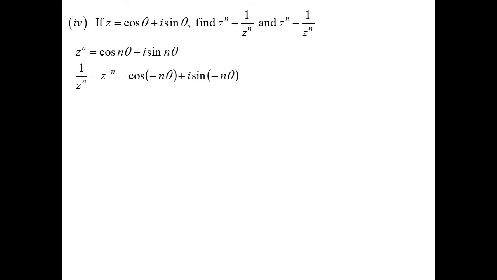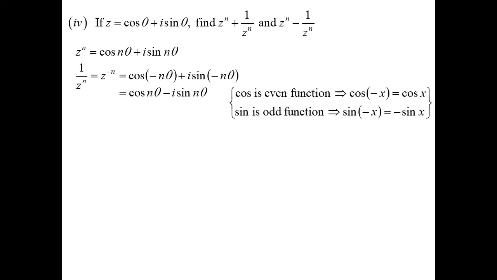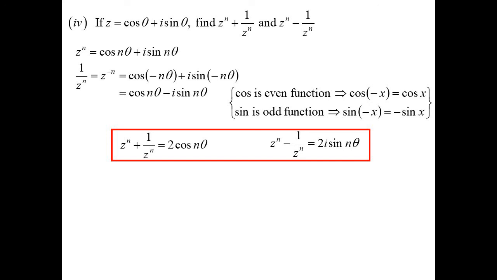Or I could change it to a negative index, and we get the cos of negative n theta. And then we know cosine, well, that's an even function. Sine, that's an odd function. Once again, we end up with the conjugate. But either way, they're conjugates. So if I add conjugates together, then I'll be left with twice the real part. So I get 2 cos n theta. If I subtract conjugates, I'll get twice the imaginary part. So I have 2i sine n theta. This allows us to do some more playing.